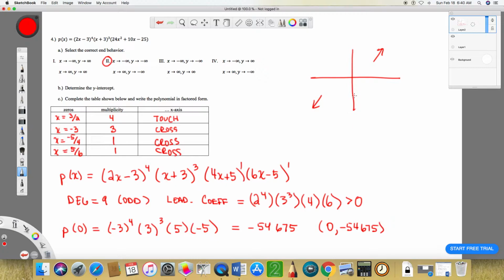So that is way down here. And that's this guy. That's that y-intercept. So I think that's all. I don't think I took the time to try to make graphs here.